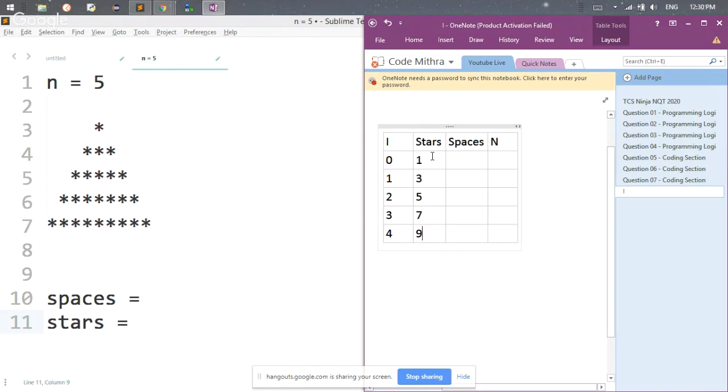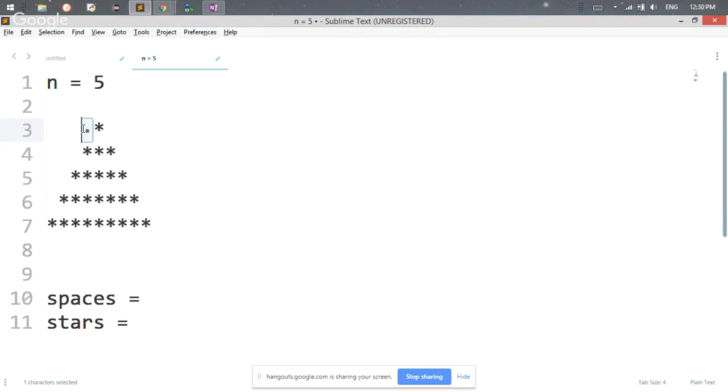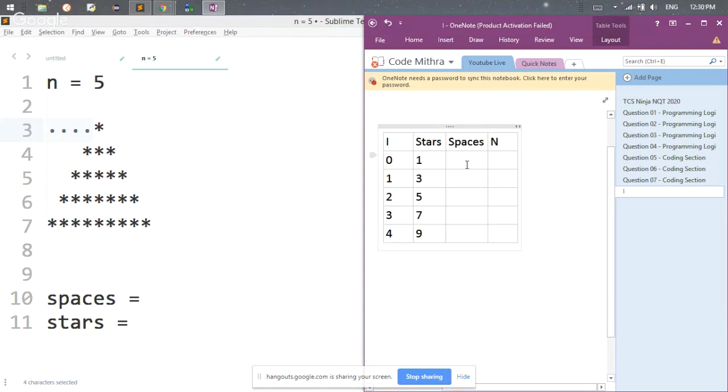Okay, so Akhil is telling 2i plus 1 minus 1. Actually, that is 2i plus 1, right? Because if you do 2i plus 2 minus 1, then it becomes 2i plus 1. So the number of spaces I have to print is, hold on guys. Here I need to print 4 spaces. Here I need to print 3. Here 2. Here 1. And here 0. And the n is 5.